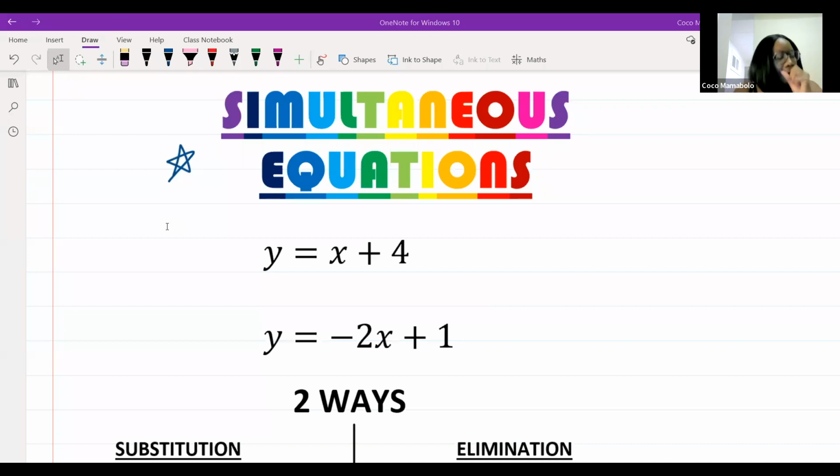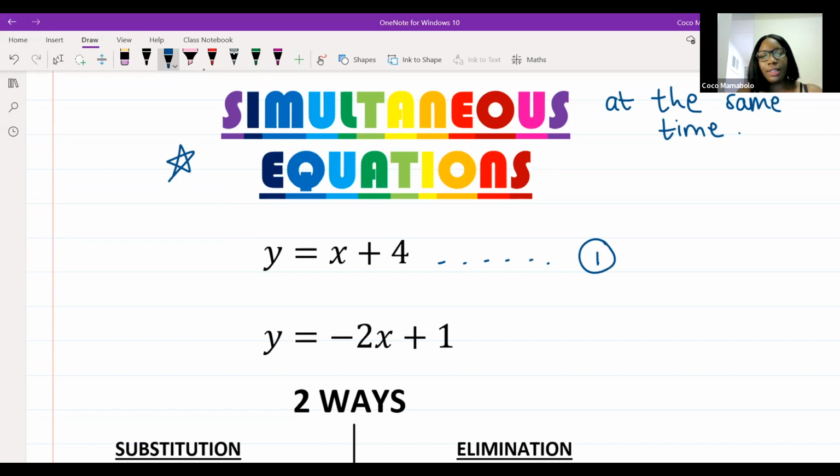The word simultaneous literally means at the same time. So what we're essentially doing when we are solving simultaneous equations is we're solving for two things at the same time. Now, I want you to look at these two equations I've written here.